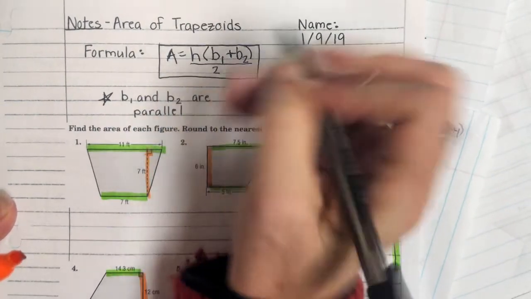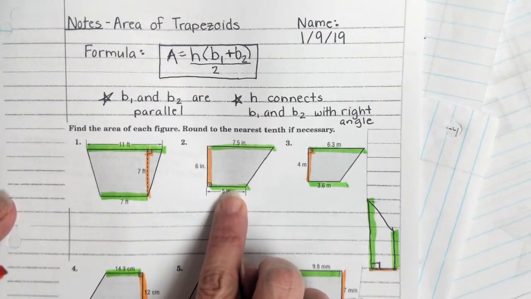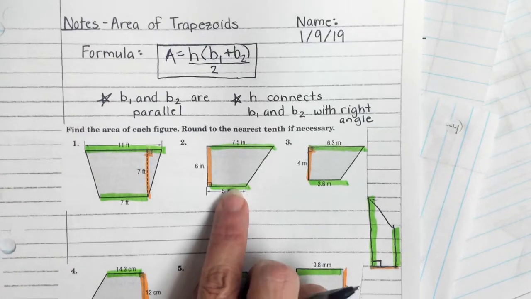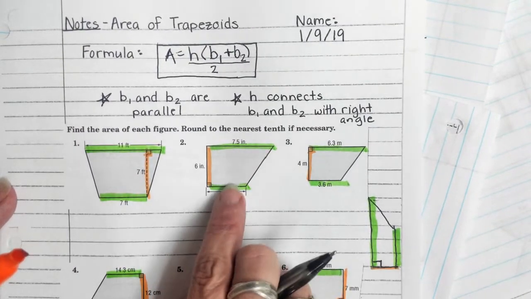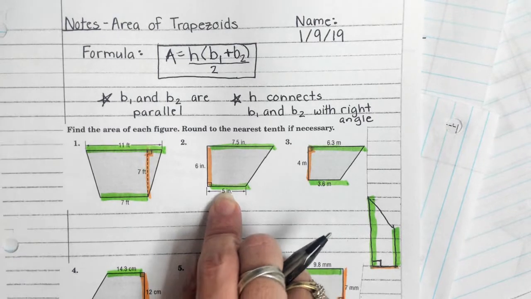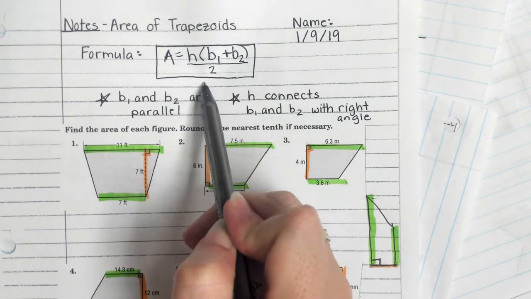Now, base 1 and base 2, guys, are just the two green lines. It's the two bases. I'll be honest, it doesn't matter if you tell me that that's base 1 and I say that's base 1, because when we add them together, it's going to make one number. Okay? We're going to add those together first, times it times the height, and then the last step, just like a triangle, is divide by 2. Okay? Yes?